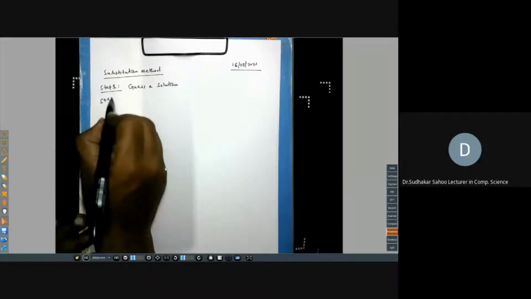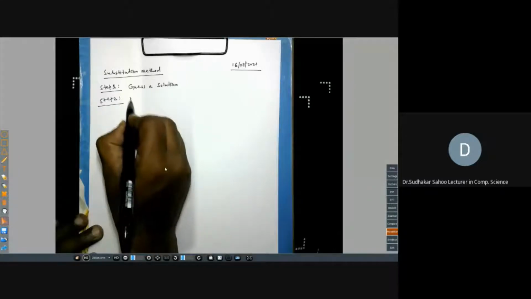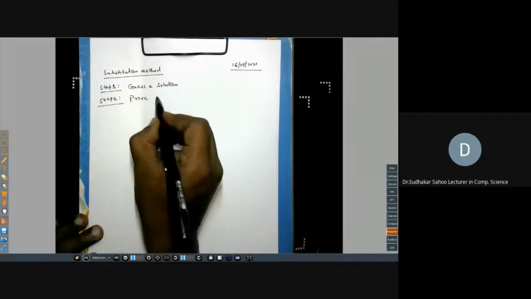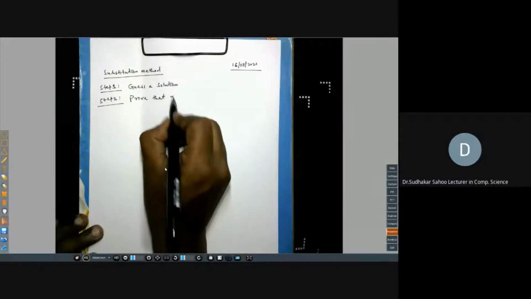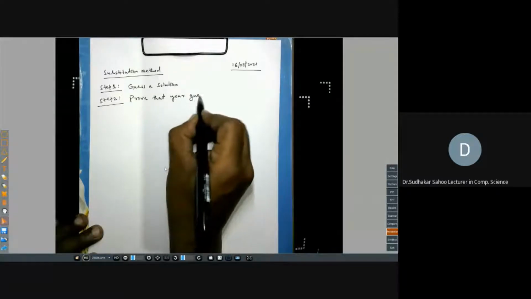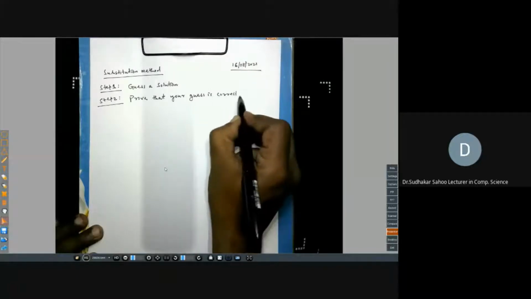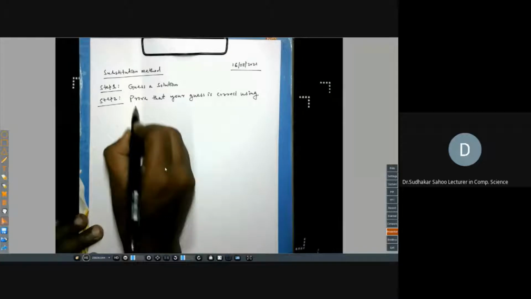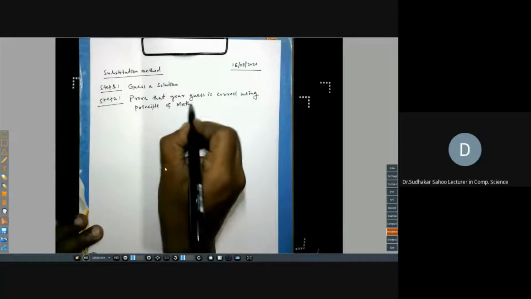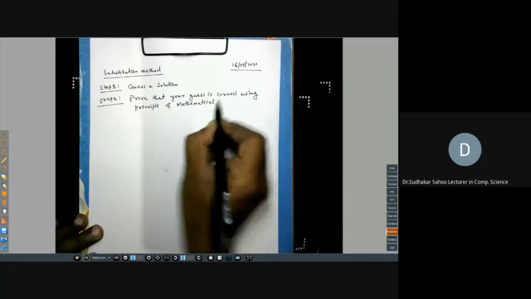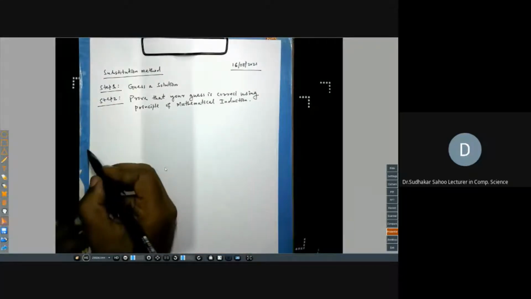Step 2, prove that your guess is correct. How to prove? Using the principle of mathematical induction. This is what substitution was.